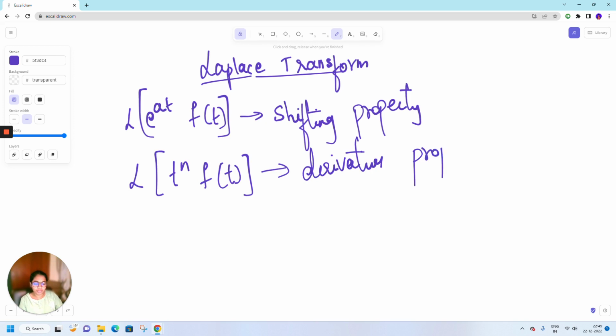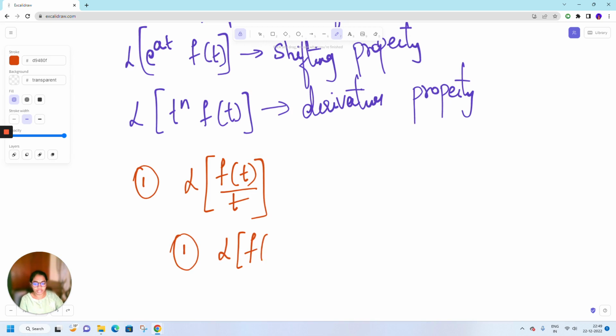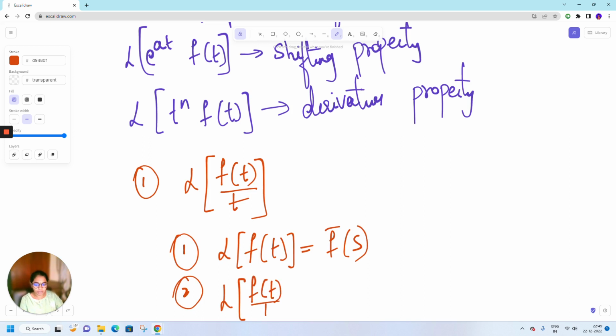Yes, okay. So suppose our question is something like find the Laplace transform of a function divided by t. How do you solve this? As usual, the first step is identify f of t and find the Laplace of it. You will get f bar of s. And the second step is, Laplace of f of t divided by t is integrate whatever you have, f bar of s, from s to infinity.